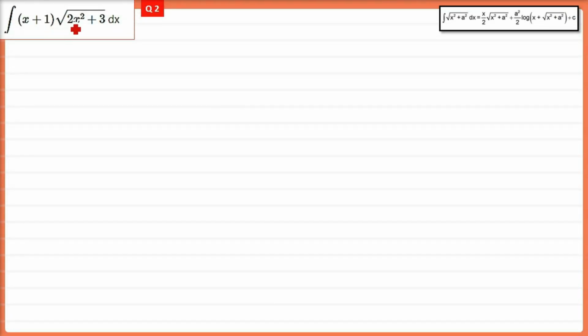Integration of x plus 1 under root 2x square plus 3. Now we have a linear equation x plus 1. We have a quadratic equation 2x square plus 3. X term is not there. We can assume that 0 into x is there. This question will be done in a different way.